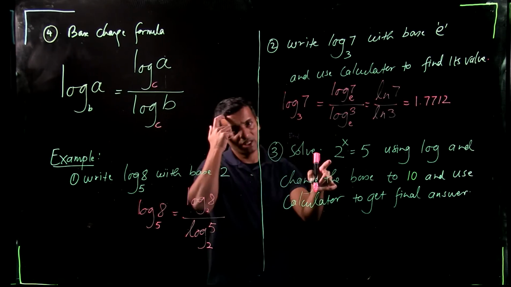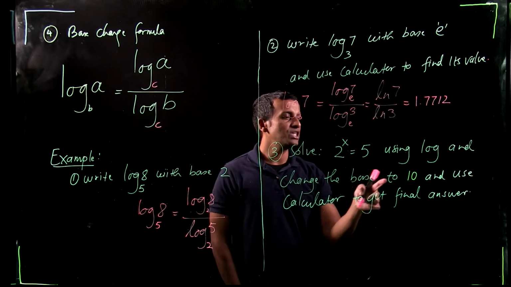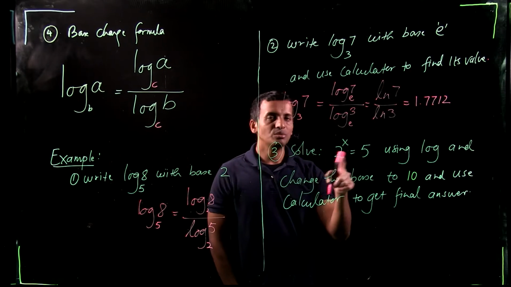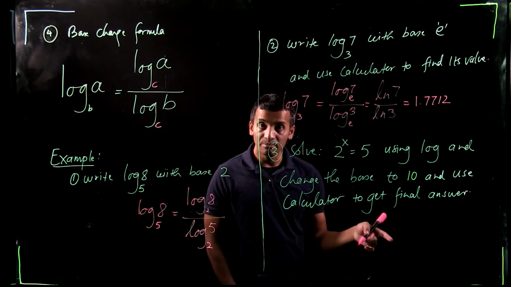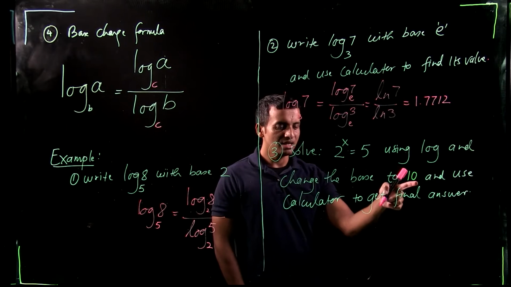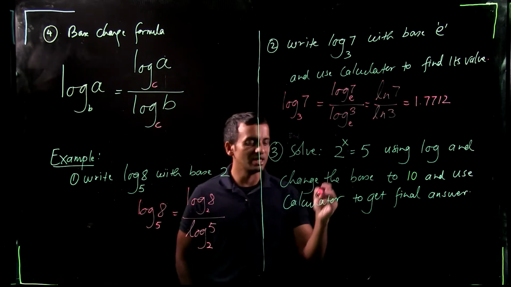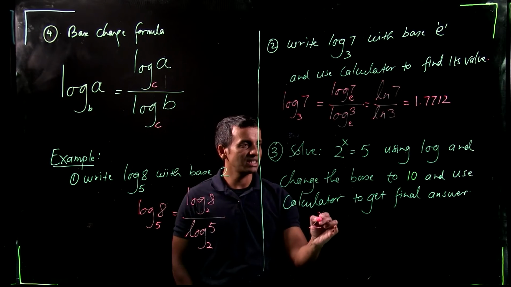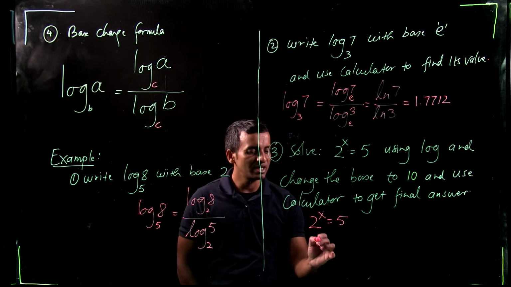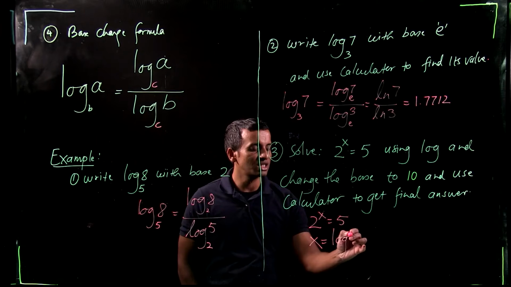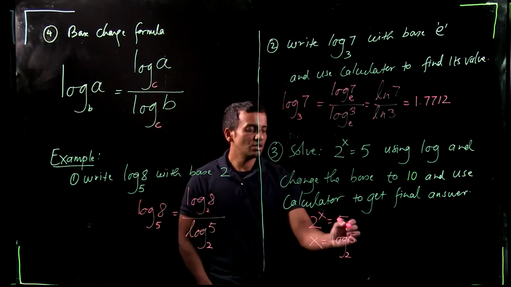Alright, and the final example on this is: solve this for x using log and change the base to base 10. So how do you write this using log? Do that first. You will have a different base there, change that base to base 10, and then use a calculator to find the value. So the given thing is 2 to the x equals 5. How do you write this using log? The exponent equals the log of the other side, and the base goes to the base.